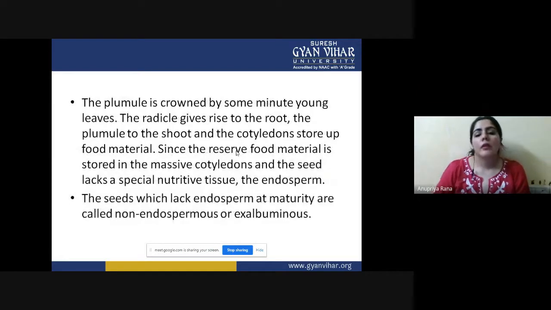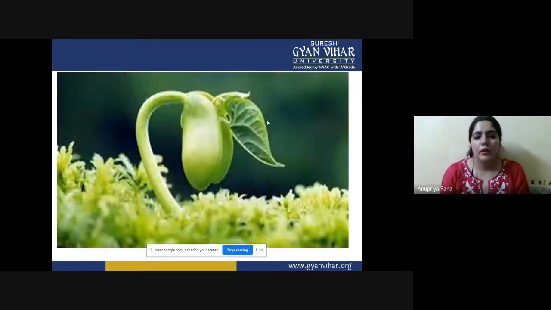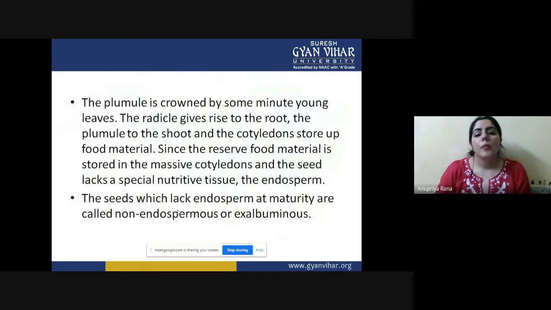Now this plumule, this is always the outer one, that will be known as a plumule, and the inner one going inwards, that will always be known as a radicle. So the radicle is going to make the root portion, while the plumule is going to make the shoot portion of the plant. So the plumule is crowned by some minute young leaves.